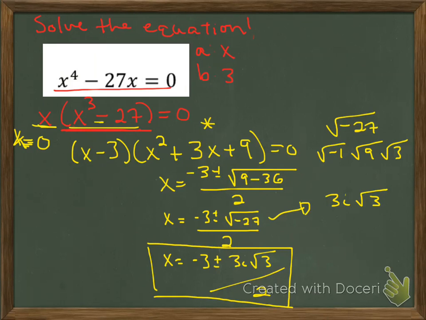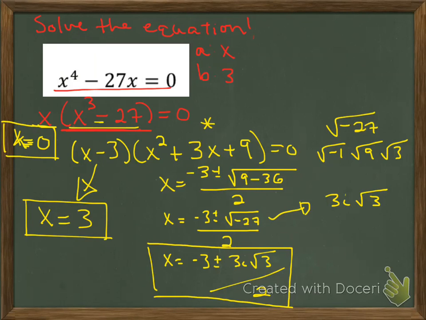We also know that x could equal, from this factor over here, x equals 3. And don't forget about our x that we factored out, 0. So we have a fourth degree equation. We got 1, 2, and then since this is plus or minus, that gives us two more solutions, 4, and those are our solutions.